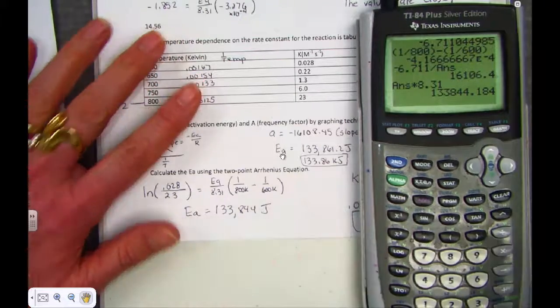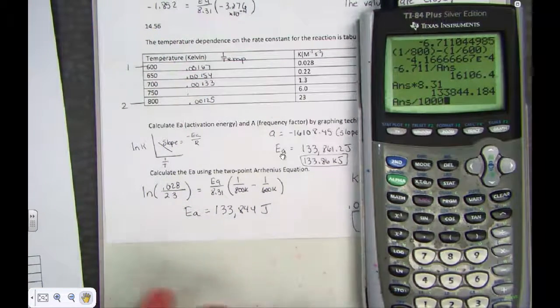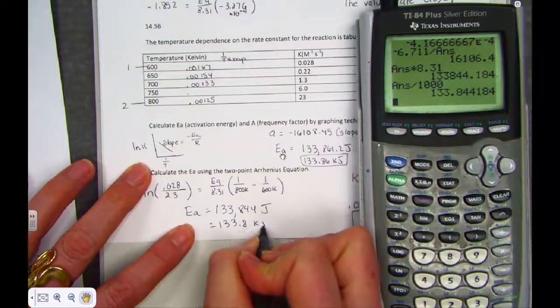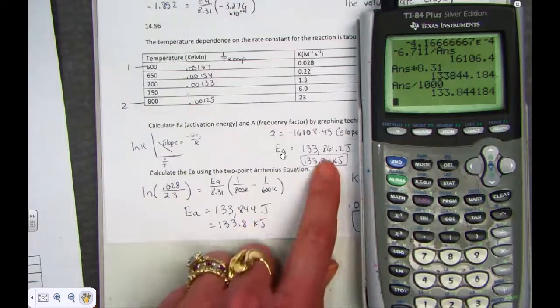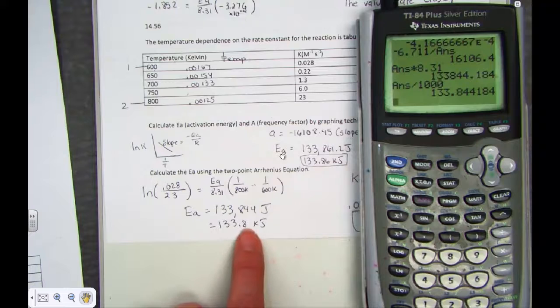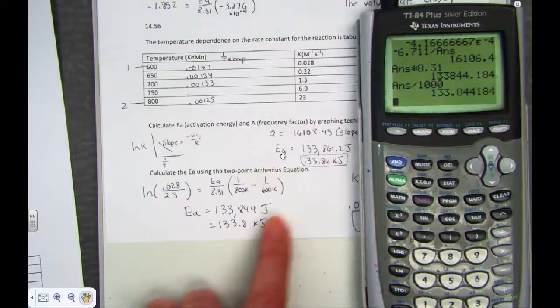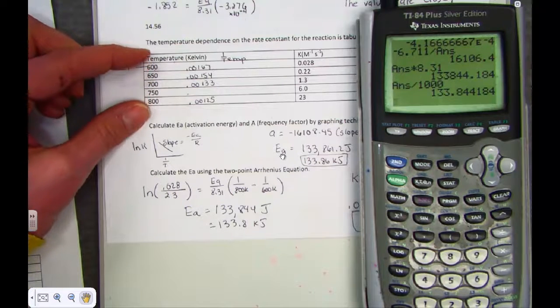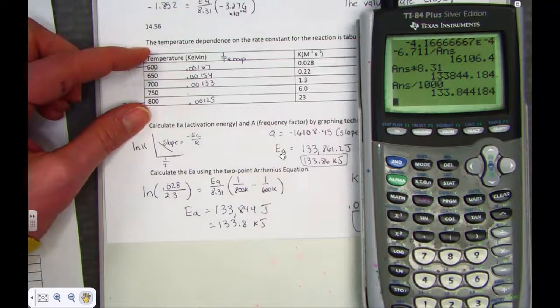133,844 joules, or if you prefer, 133.8 kilojoules. Look how remarkably close we came from the slope of our line calculation, generating with lists, and the activation energy using the two-point Arrhenius equation. And this will always hold true as long as you take the points that are farthest apart from the data table, and you will indeed be calculating the slope of the line.